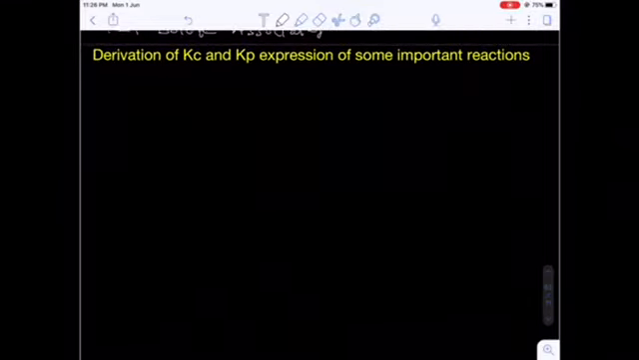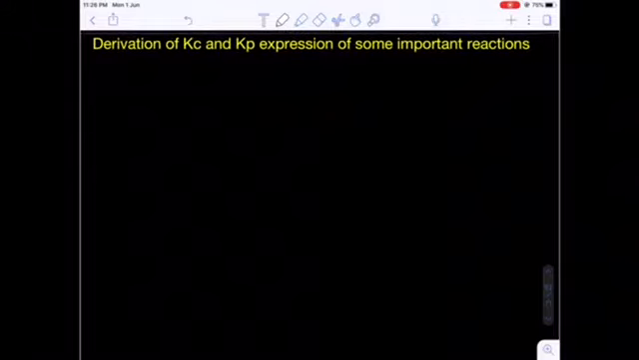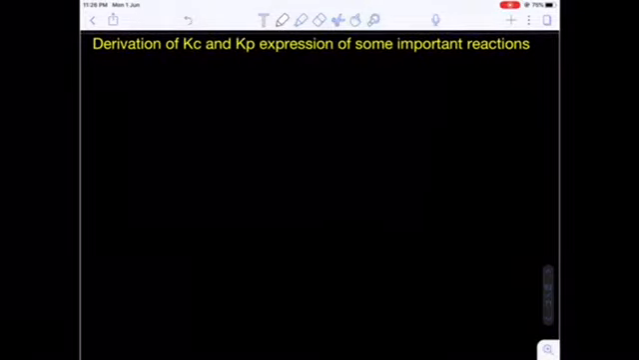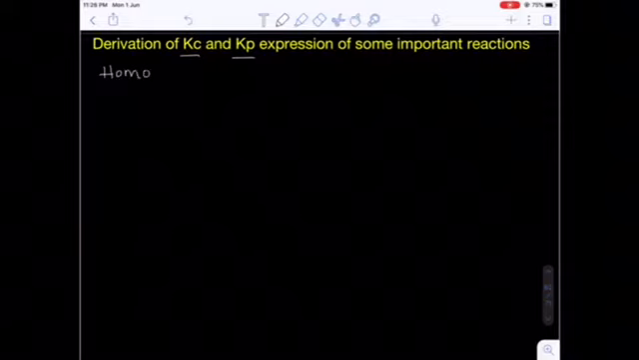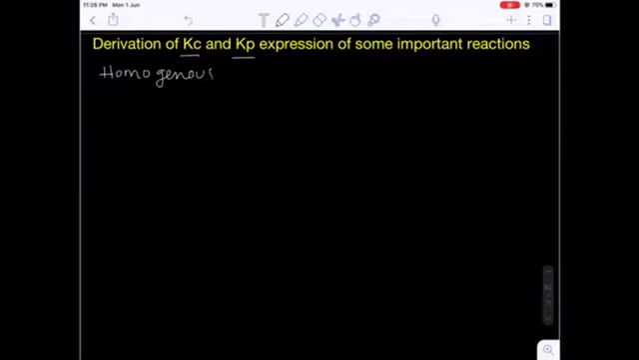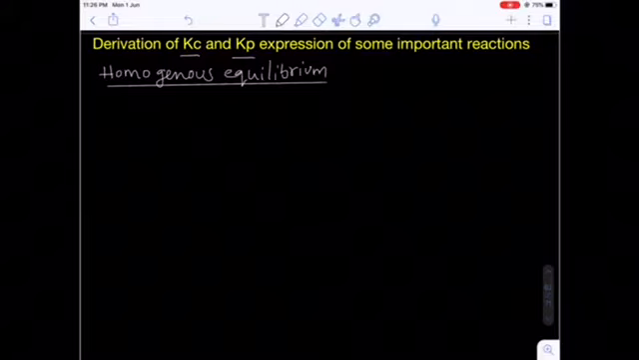Now the next topic: derivation of Kc and Kp expressions for some important reactions. We have some important chemical reactions for which we have to derive the Kc and Kp expressions. Number 1, homogeneous equilibrium. What is the definition of homogeneous equilibrium? It is the equilibrium in which all the participating substances exist in the same phase.